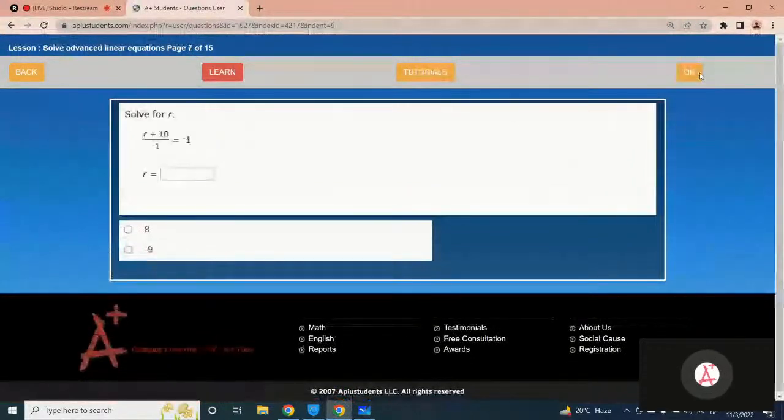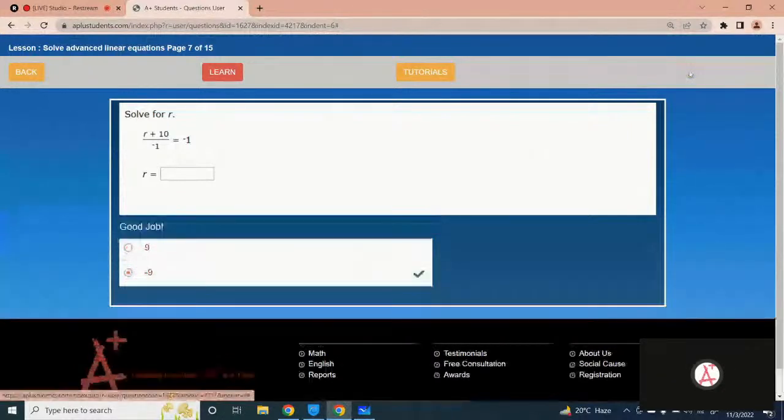Okay, the next one is r plus 10 divided by negative 1 equals negative 1. So the negative 1 that is dividing would be multiplied then to the other side. Got it? And negative 1 times negative 1 makes positive 1. So 1 subtract 10 is negative 9. Got it? It would be negative 9. Just click on the OK button.